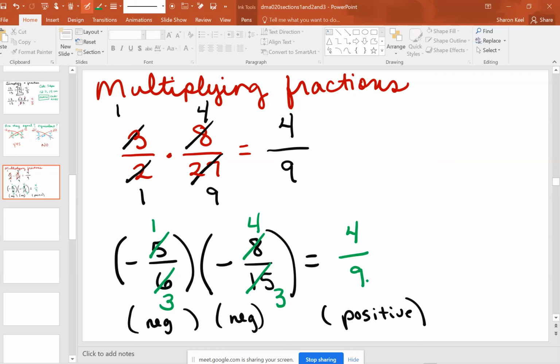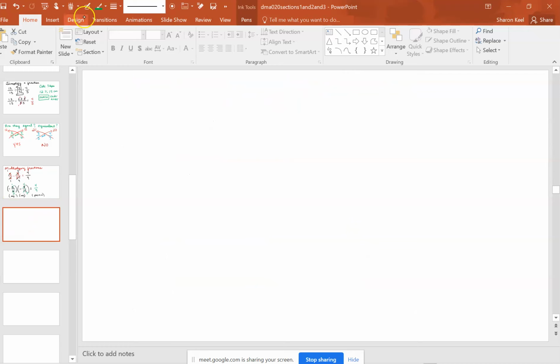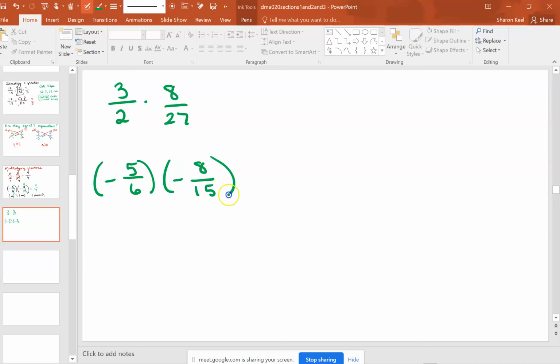If I were to be doing this problem and I'm using my calculator, let me show you how to type these in on the calculator. Let's see, we have 3 halves and 8/27ths, and we had a negative 5/6 and a negative 8/15. There's different ways you can type in fractions on the calculator. So let me show you.